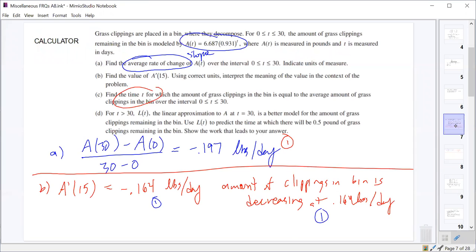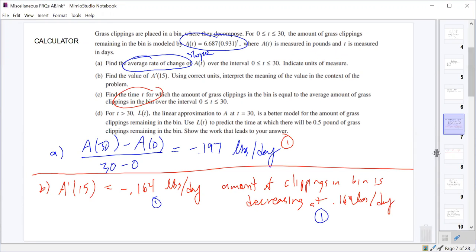All right, part D. For t greater than 30, they want us to use a linear approximation to A at t equals 30 to model the amount of clippings in the bin. They say that's better than the little exponential that they've got. So we're going to use L of t to predict the time where there will be a half pound of grass clippings remaining in the bin.